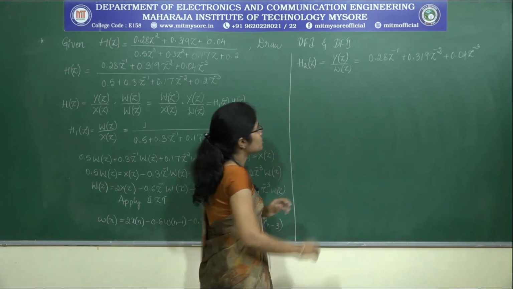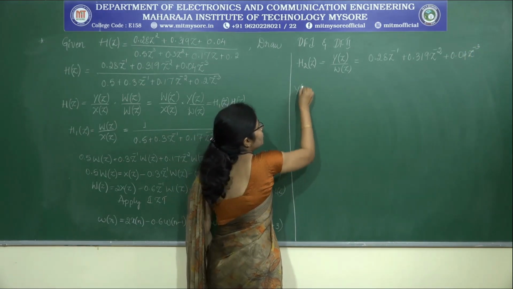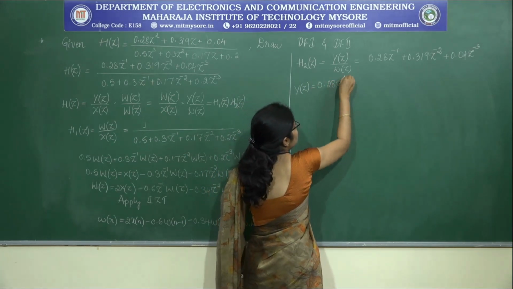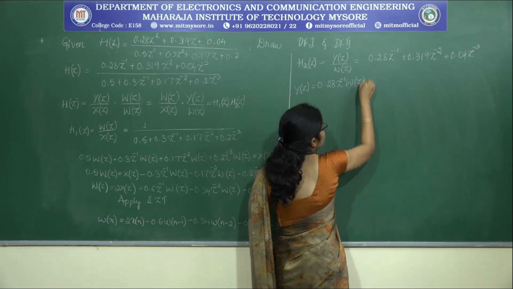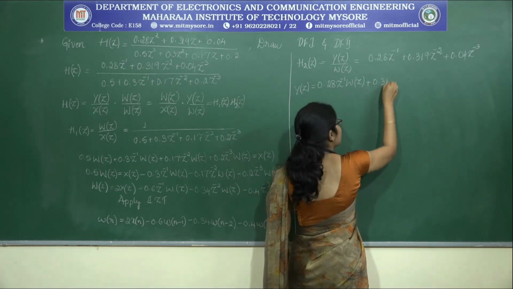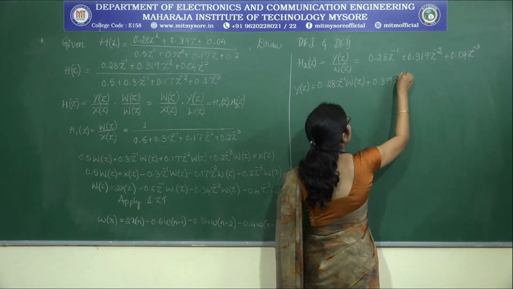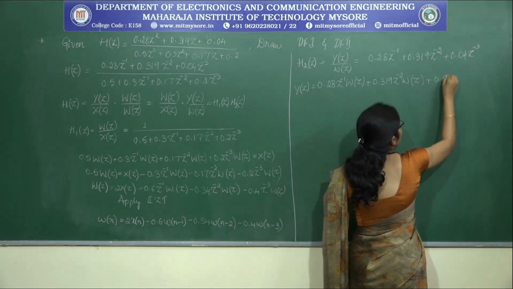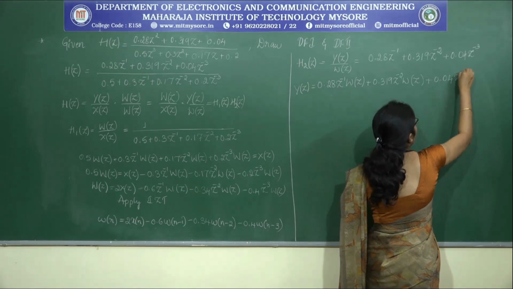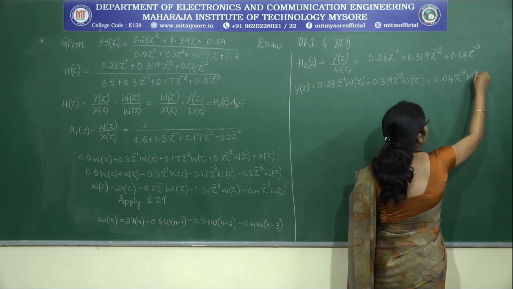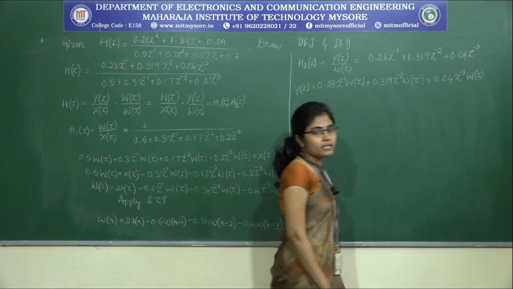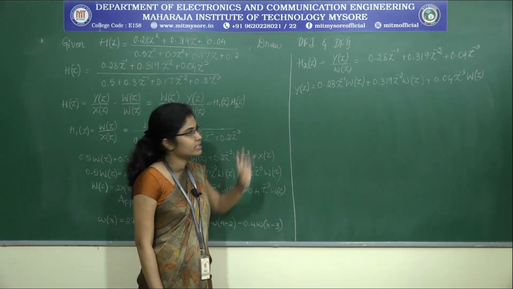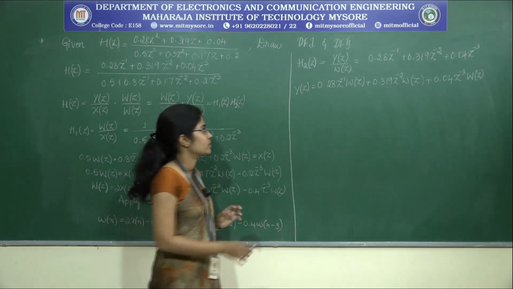Now, what let us do? Let us cross multiply. Therefore, y of z will be equal to 0.28 into z power minus 1 into w of z plus 0.319 into z power minus 2 into w of z plus 0.04 into z power minus 3 into w of z. We got the expression for y of z. Now, let us apply inverse z transform and find out the expression for y of n.